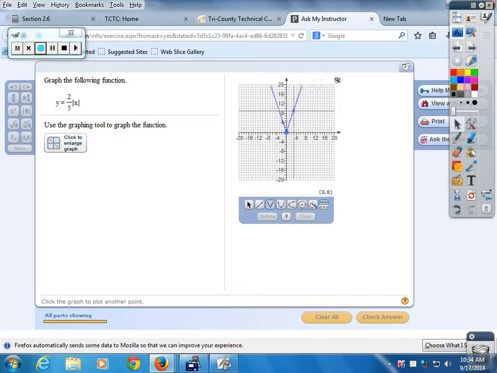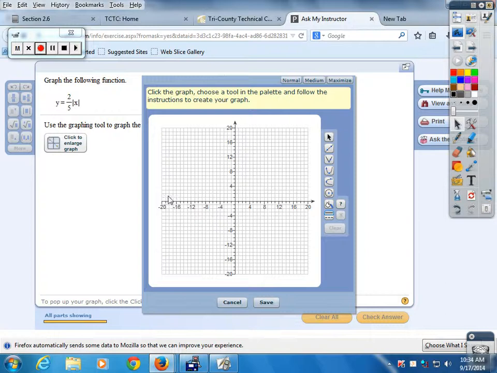Here's your parent graph, 1 to 1. Parent graph is 1 to 1 right in there. So it's going to be a little bit wider. So what does the 2/5 mean? What's 2/5 times 1? 2/5. What's 2/5 times 2? 4/5, which is 1 1/5. So you're probably going to have to graph some points and put it on here.